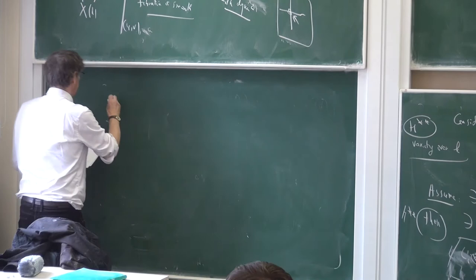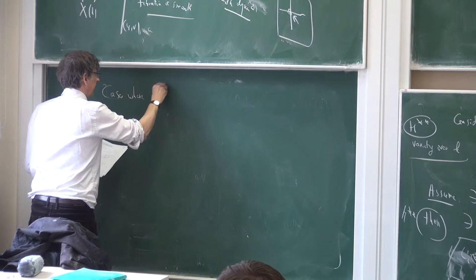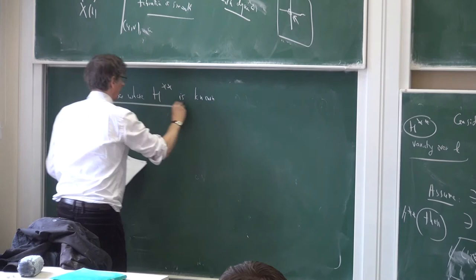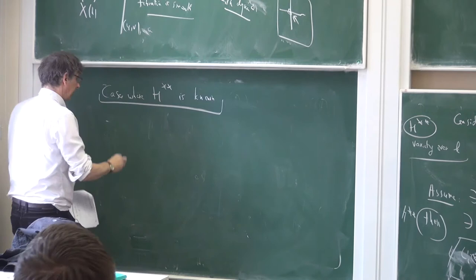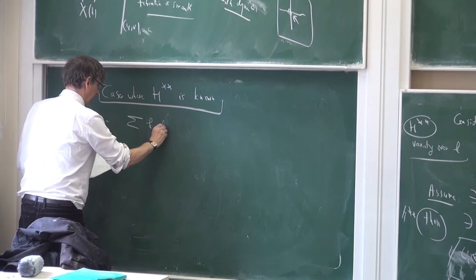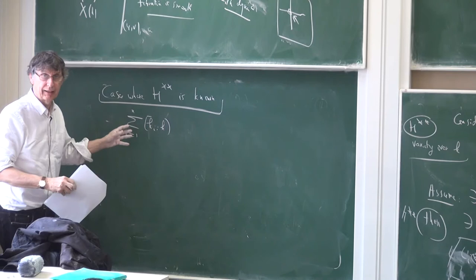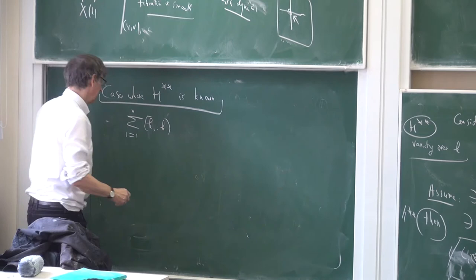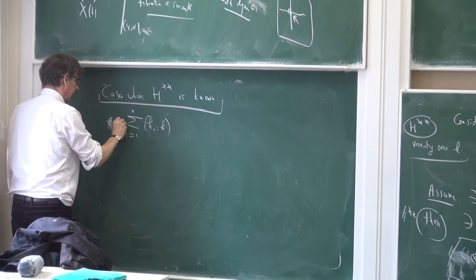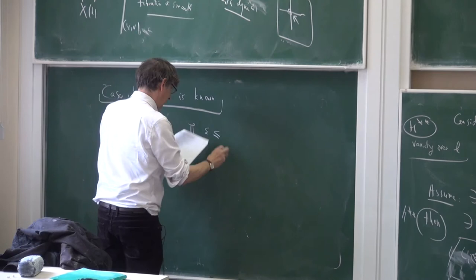So, cases where H star star is known. Well, there's one case: you look at the sum of k_i over k, i from 1 to n. It's a bit like this delta we had before, a measure of how many bad fibers we have. So if this thing, let's call it epsilon, is at most 2, then H star star is known.